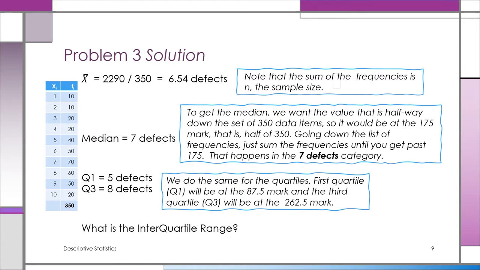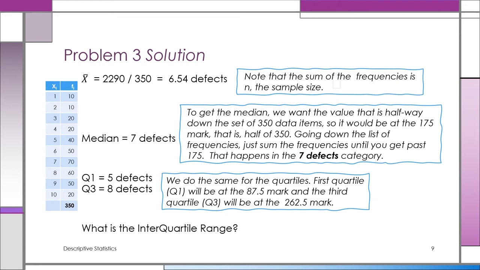Okay? So for a median, we have to take half of 350. It's already ordered. So we've got to go down essentially half of 350, which is 175. So let's go down 175 using only the frequencies column. Go down 10 plus 10 plus 20, that's 40, plus 20 is 60, plus 40 is 100, plus 50 is 150. Now in the sevens somewhere, we've got to go down to 175. All right. So we know somewhere in seven defects is going to be our median.